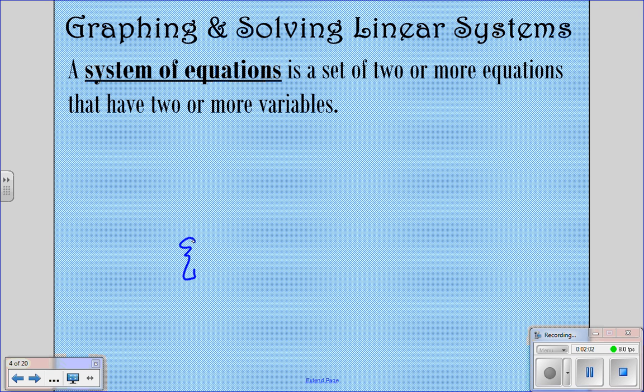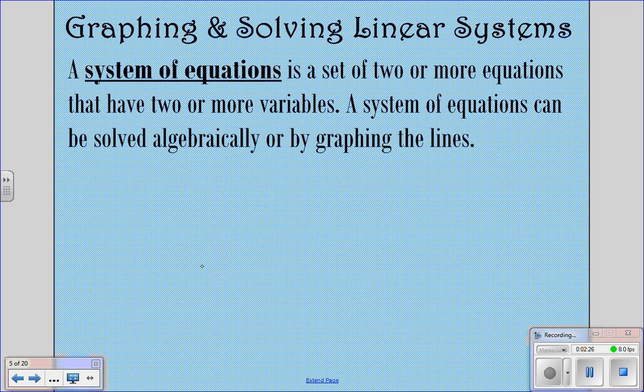Frequently they looked like this. And it said to solve for x and y. And then towards the end of the year, we had equations that had x, y, and z, and we had 3 of them. But those are examples of systems of equations. So a system of equations can be solved algebraically or by graphing the lines. And we did both methods last year. Algebraically, you can do by substitution or elimination. And then by graphing, you just graph your lines.